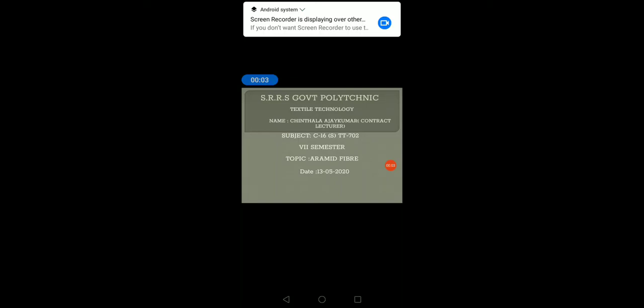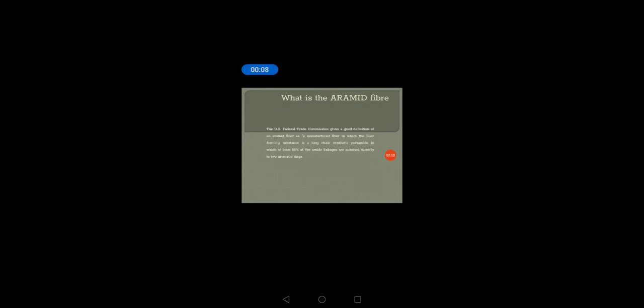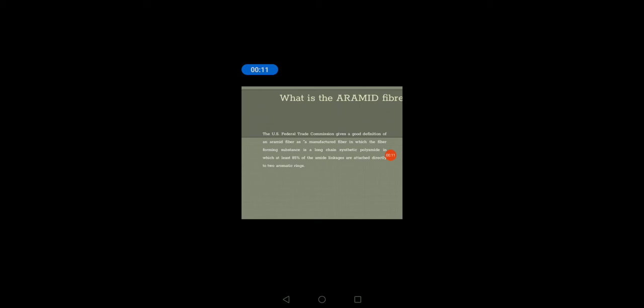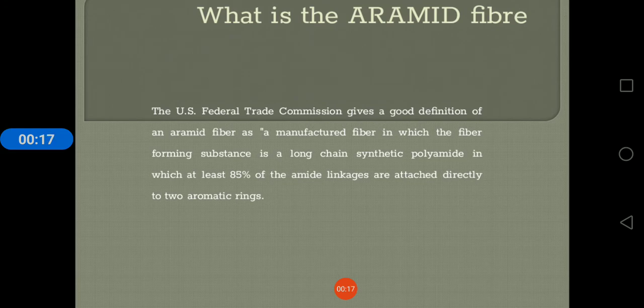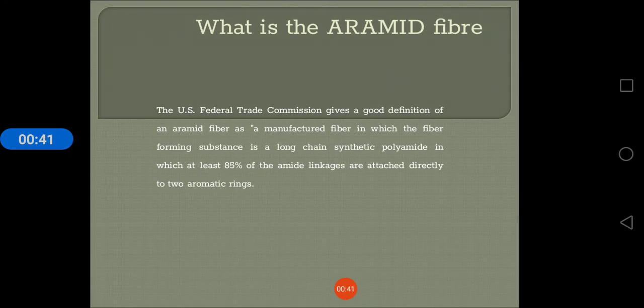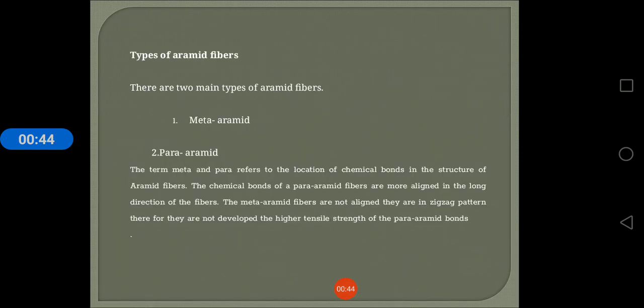is special fibers, aramid fibers. Aramid fibers. What is meant by aramid fibers? The U.S. Federal Trade Commission has given a good definition of aramid fibers as manufactured fibers in which the fiber forming substance is a long chain synthetic polyamide in which at least 85% of amide linkages are attached directly to two aromatic rings.